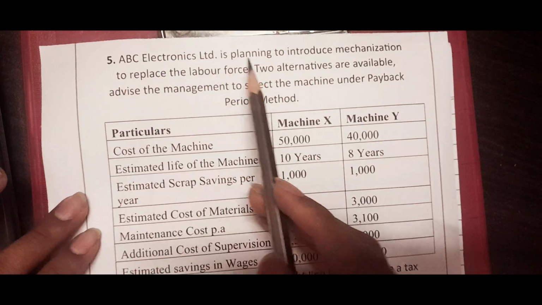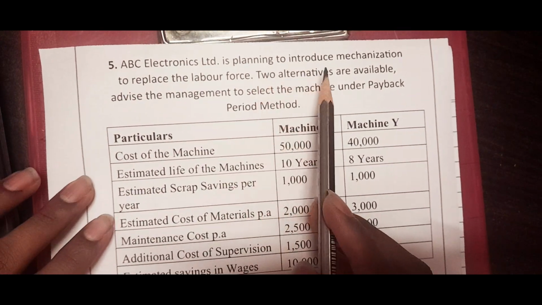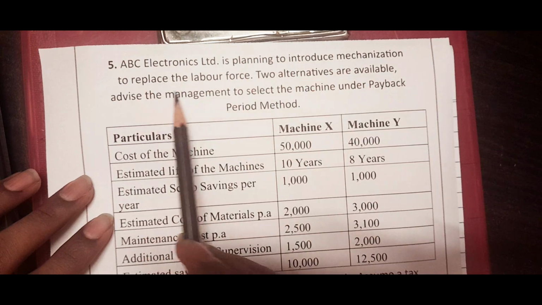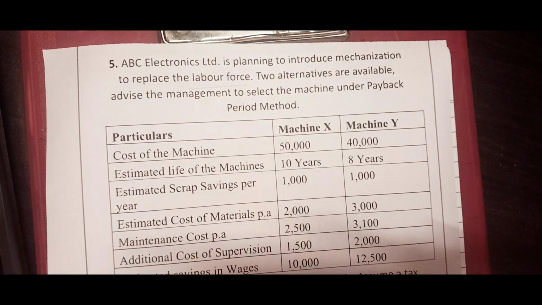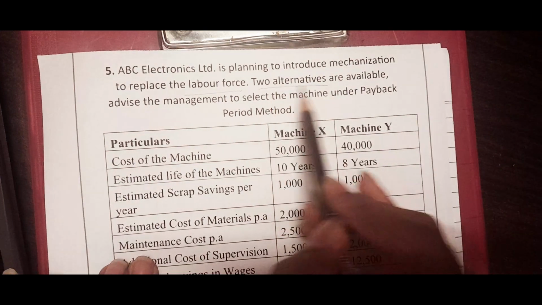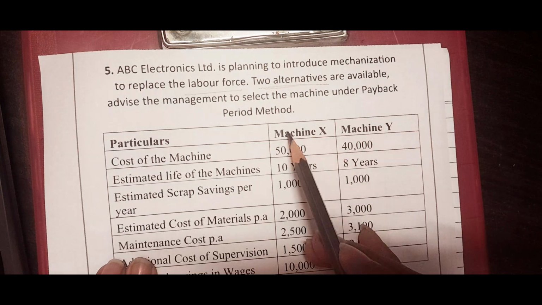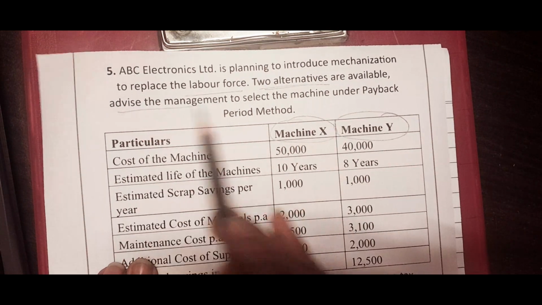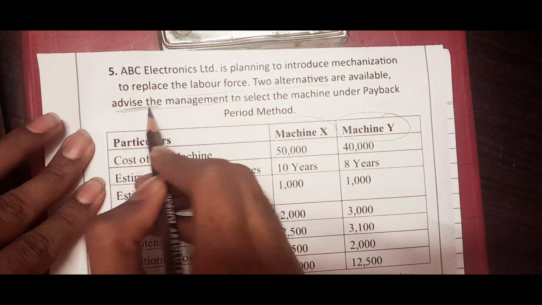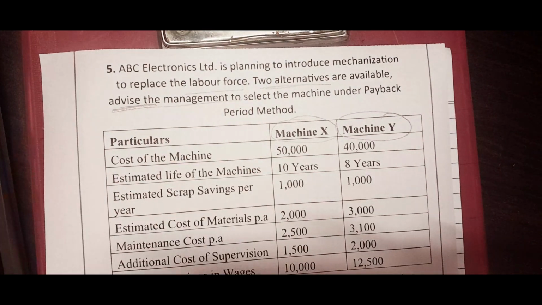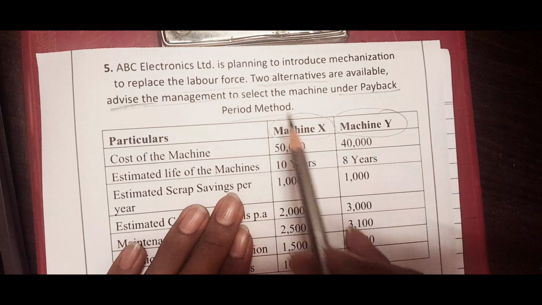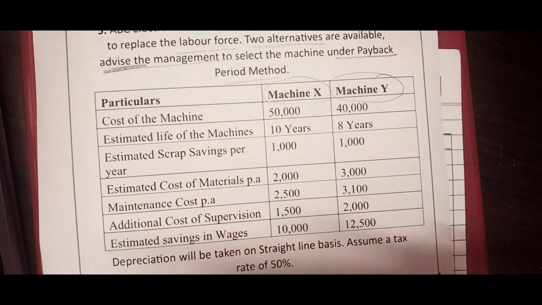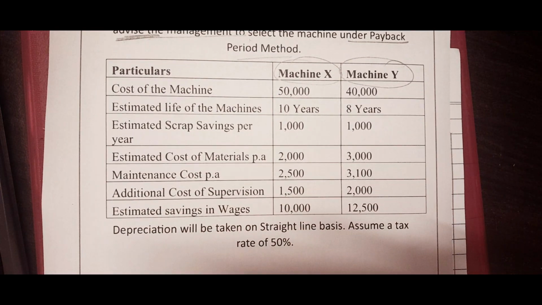ABC Electronics Limited is planned to introduce new mechanization to replace their labor force. So they want to remove the employees, and instead of the employees they want to bring some new machines. Two alternatives are available: machine X and machine Y. Advise the management. So in this problem we have to advise, very important, to select the machine under payback period method. Two machines they have given, and we have to find out which is the best machine.